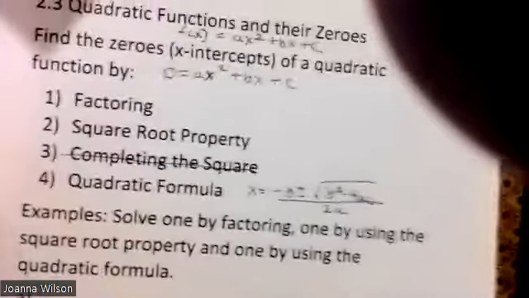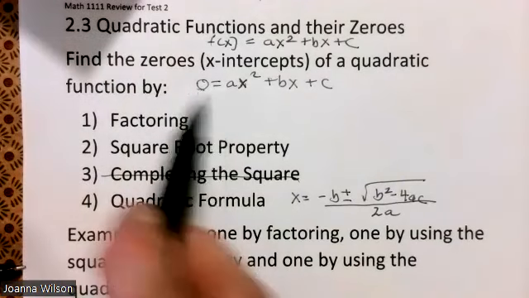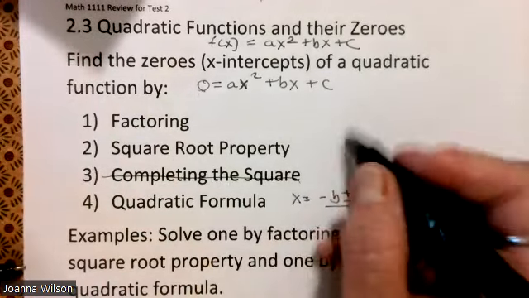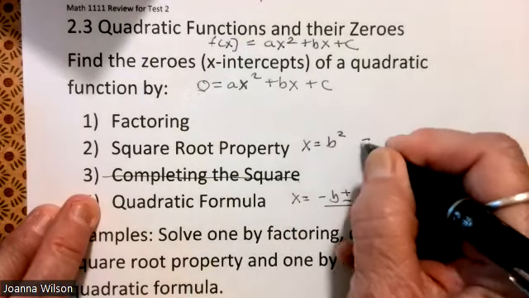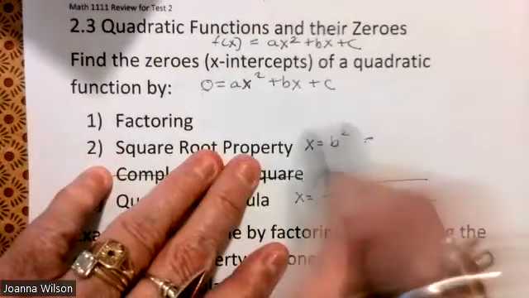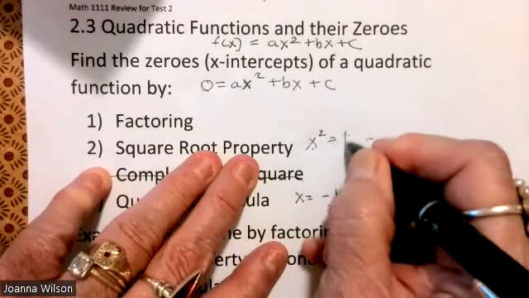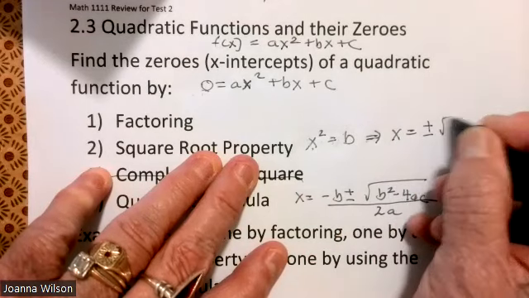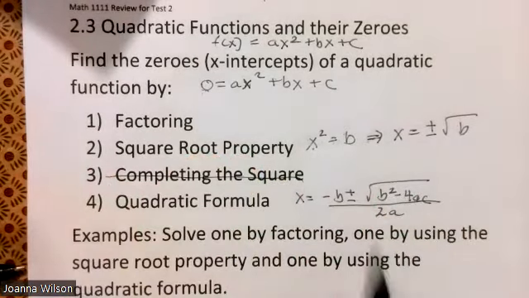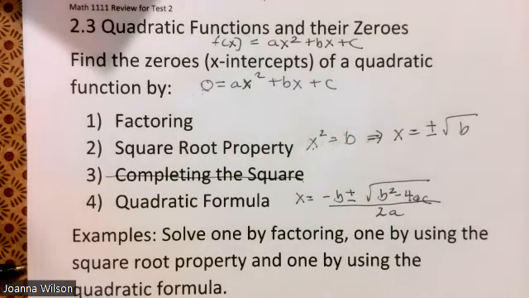So I want you to be able to solve by factoring, because we need to know how to factor. We use that all over the place. The square root property says that if x squared equals b, then x equals plus or minus the square root of b. That's the square root property. Factoring has techniques and formulas, depending on what the quadratic looks like.